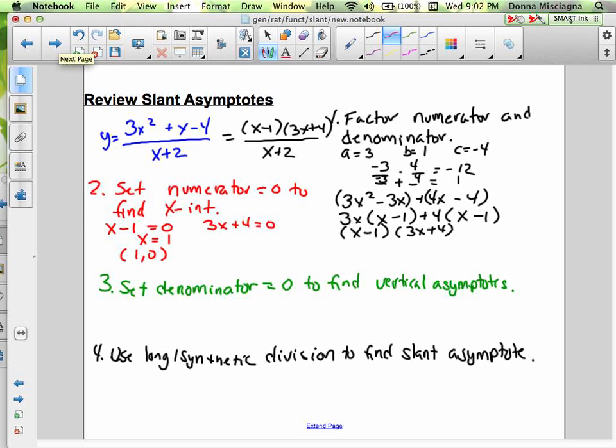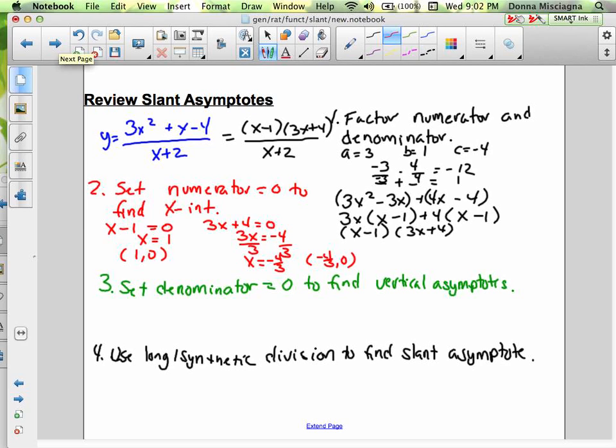We'll subtract 4 from both sides, so 3x equals -4, and then divide both sides by 3. So we have x equals -4 thirds. That means the other x-intercept is (-4/3, 0). So those are our two x-intercepts.